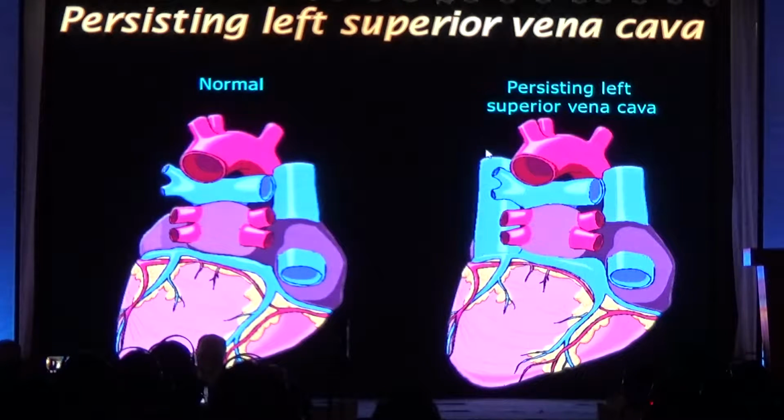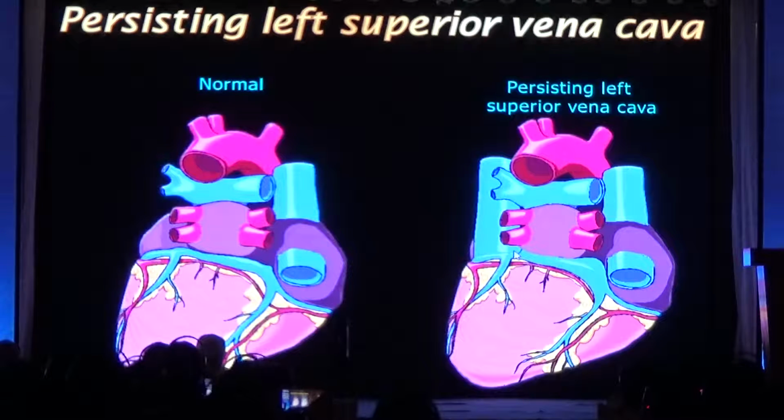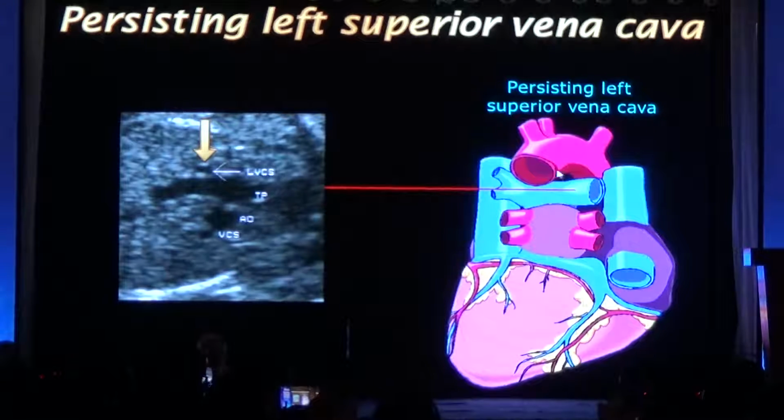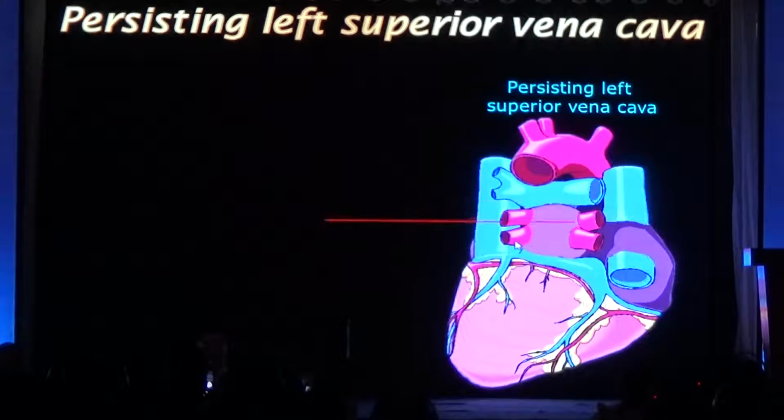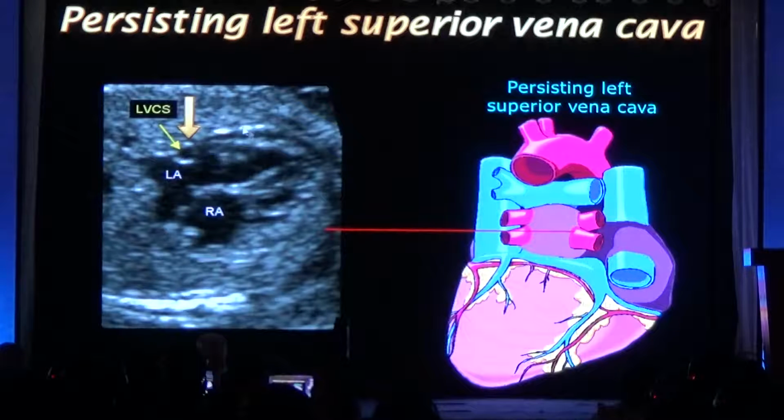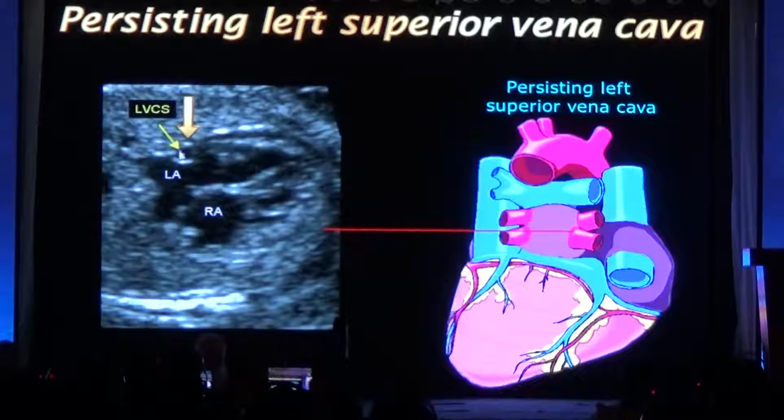left superior cava. You have a vena cava that is in front of the pulmonary vein and drains in the coronary sinus over here. If you make a section at the three vessel view, you see the pulmonary vein, pulmonary artery, aorta, superior cava, and on the left side of the pulmonary artery, you see the persistent left superior cava. If you move your section and go to the level of the four chamber view, you see between the left ventricle and the left atrium, you see the pulmonary artery over here, the persistent left superior cava.